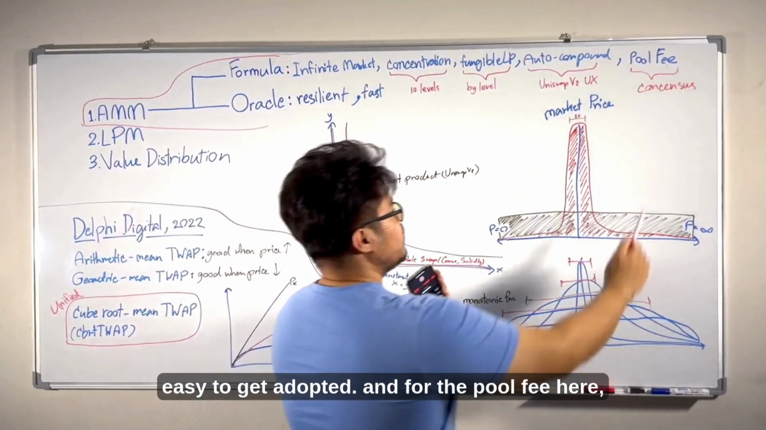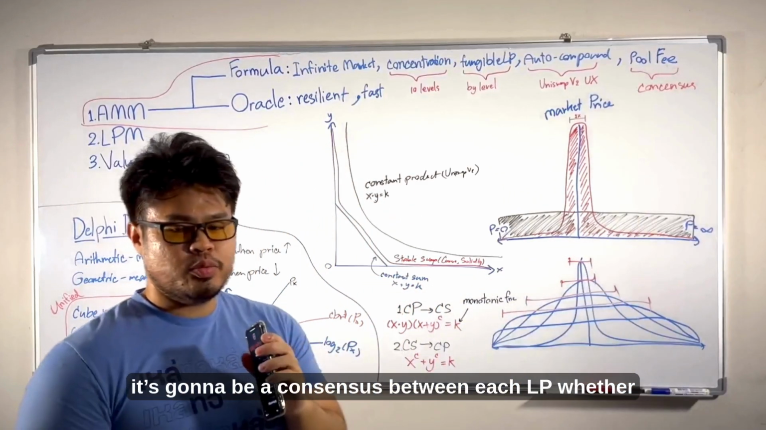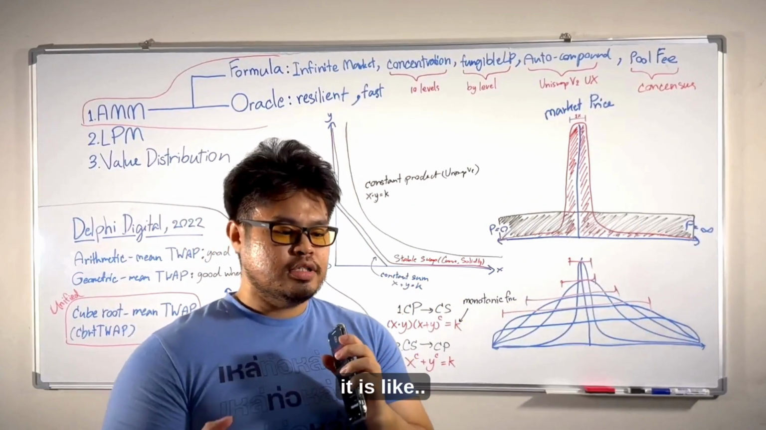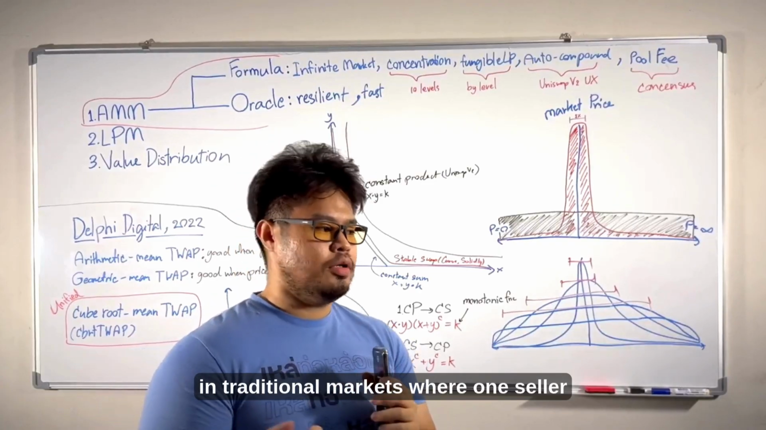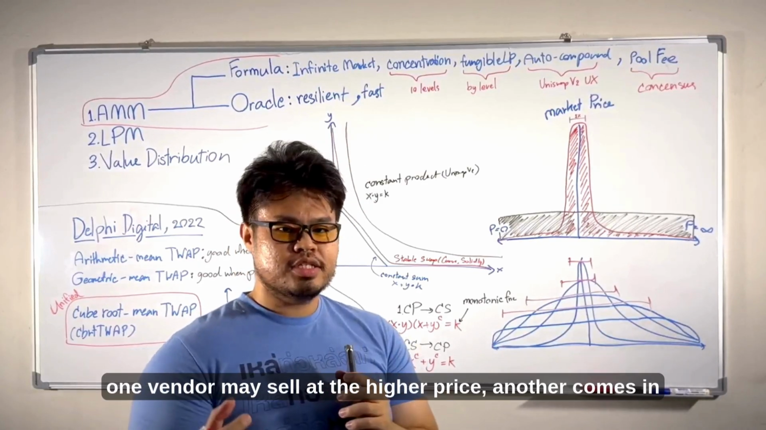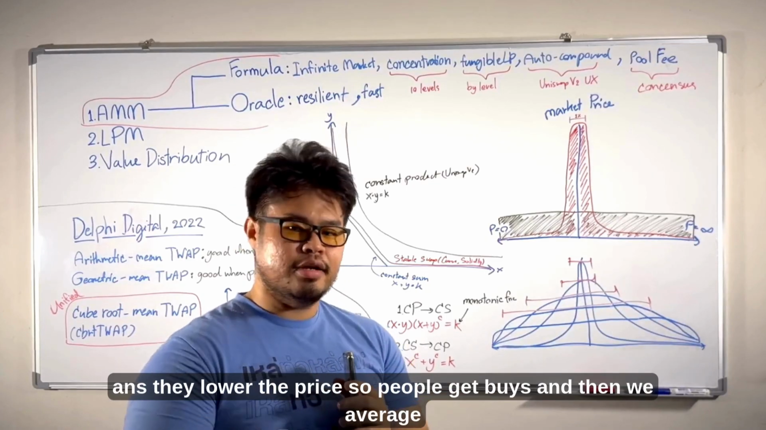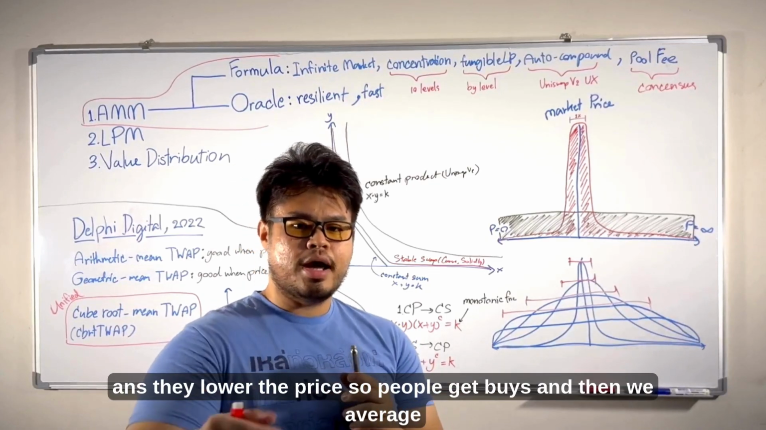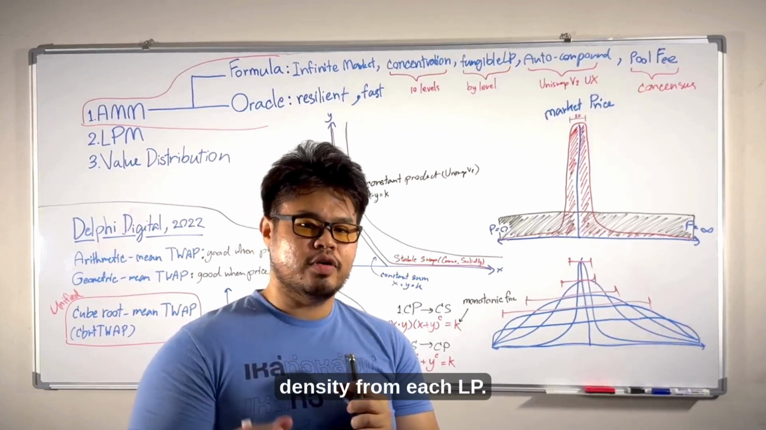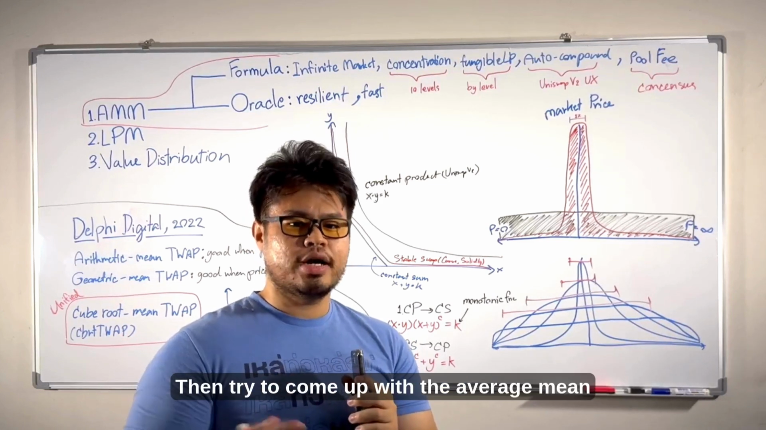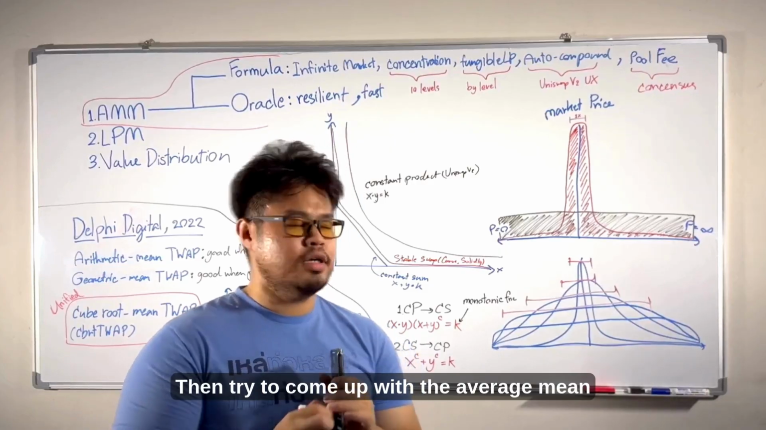And for the pool fee here, it's going to be a consensus between each LP, like in traditional markets, where one seller, one vendor may sell at a higher price, another comes in and lowers the price, and people buy. Then we average everything by the LP liquidity density for each LP, and try to come up with the average mean fees.